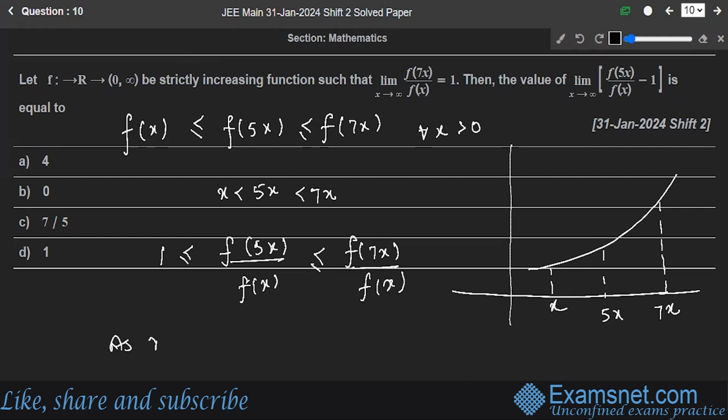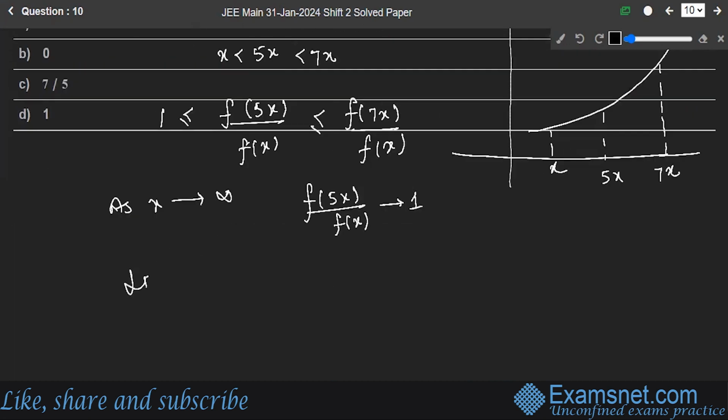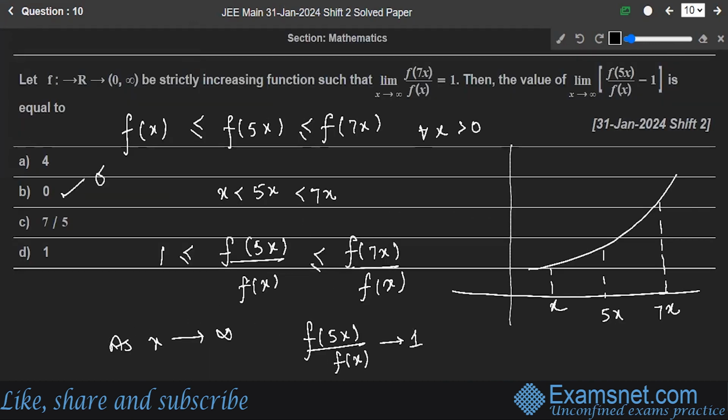Now, as x approaches infinity, f of 5x upon f of x will approach 1. So the limit as x approaches infinity of f of 5x upon f of x minus 1 will be equal to 0, because 1 minus 1 is equal to 0. So that makes option B the right answer.